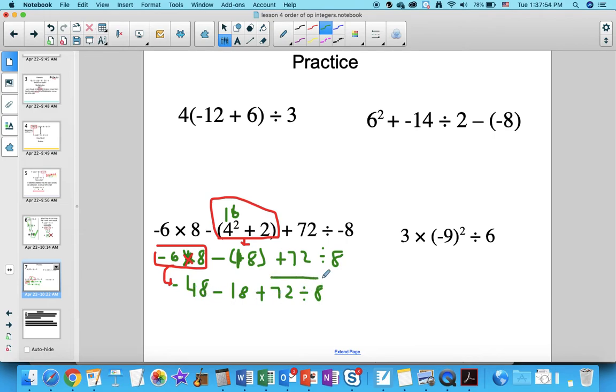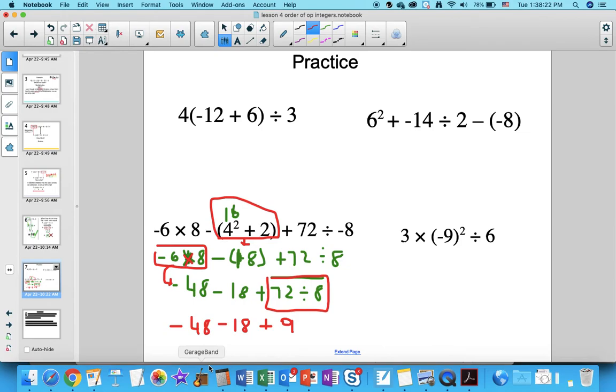Well, I have division. So I do my division. See how I'm jumping around by following BEDMAS? Right? So now I do my division here. So 72 divided by 8 is 9. Plus 18 minus 48. So now I have negative 48 minus 18 plus 9.